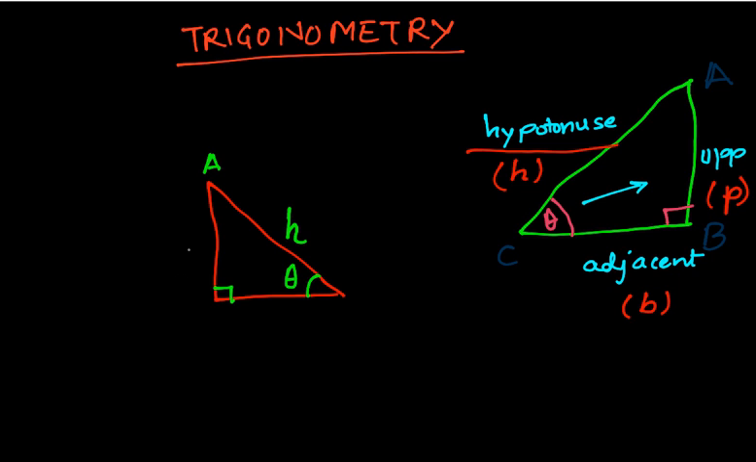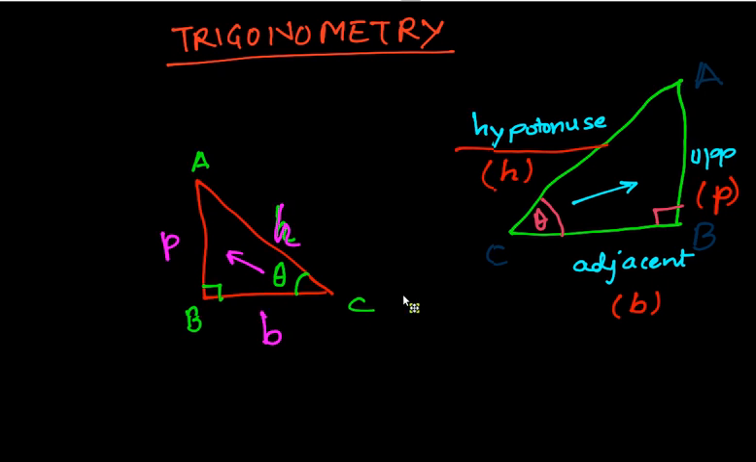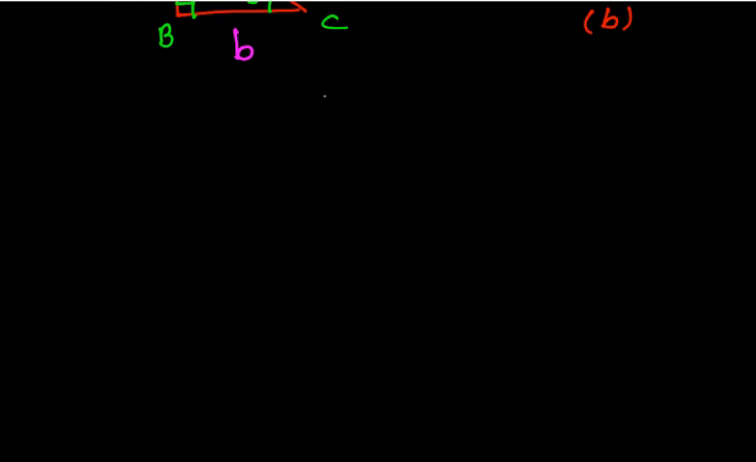Let's call this A, B and C here. This side is obviously the hypotenuse. Since this side is opposite to theta, we call it opposite, or we also call it perpendicular, and the adjacent we call the base. So this is hypotenuse, perpendicular and base. So what basically is the Pythagoras theorem? It deals with the measurement in a right angle triangle.